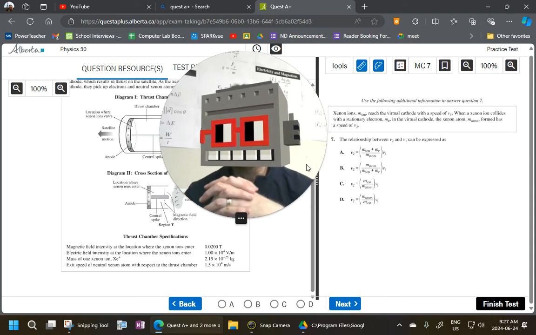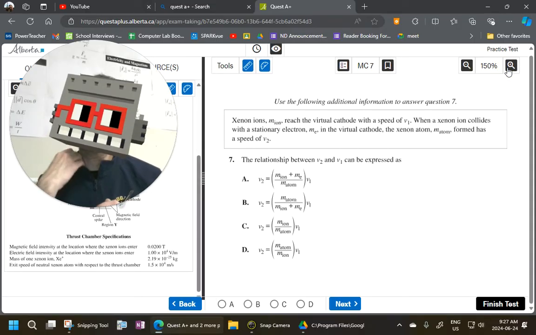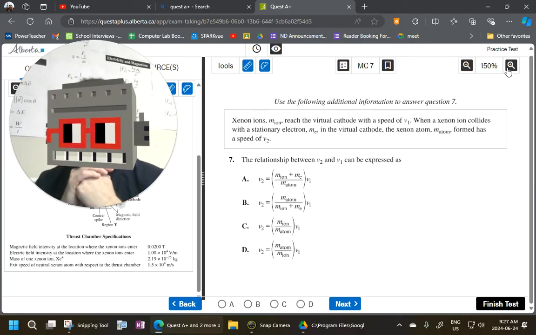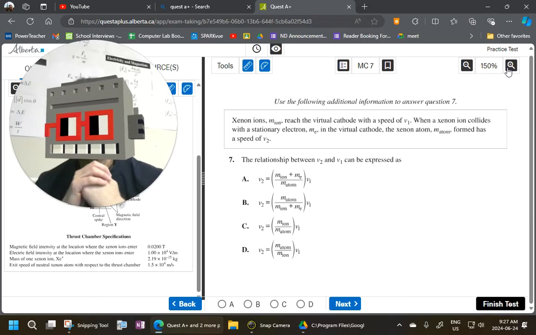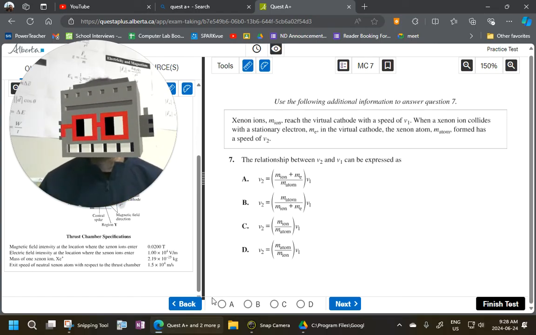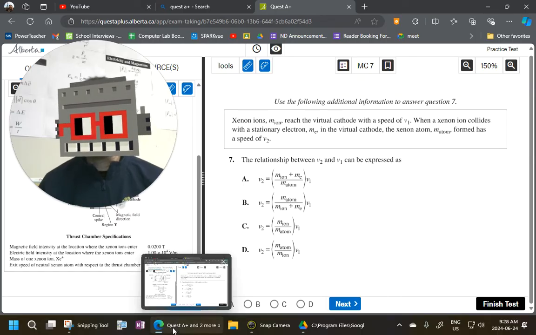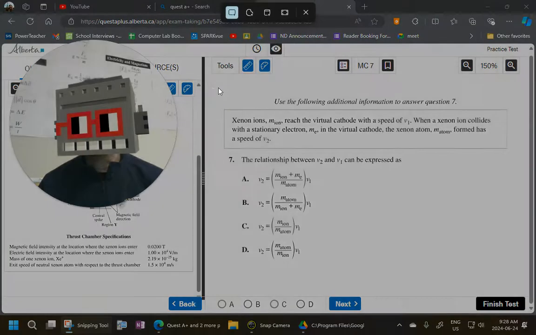All right, keep on going here. Xenon reaches the cathode at a speed of V1. When the xenon collides with the stationary electron in the virtual cathode, the xenon atom forms. What's the relationship? Oh, so it's going to be a collision here. They collide with the stationary electron, and the xenon atom formed has this speed. So they come together as one thing. It's kind of a weird little question. So this ion comes along and produces an atom. So it's just a nice little collision question here.